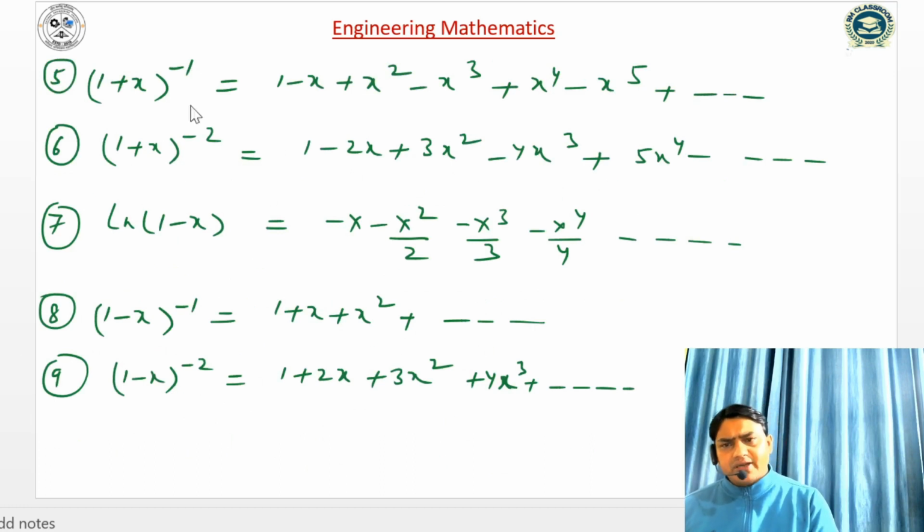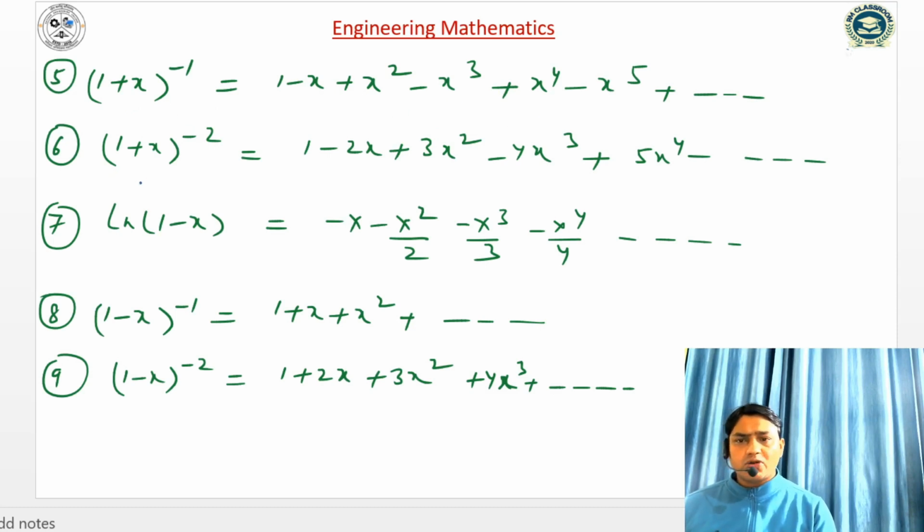Similarly, we can take any function. The expansion of (1 plus x) to the power minus 1 is 1 minus x plus x square minus x cube plus x4 minus x5. Here f(x) is 1 by (1 plus x). Similarly, we can compute f dash x, f double dash x, the third derivative, and compute the value of all the derivatives at x equal to 0. So we will get this expression.